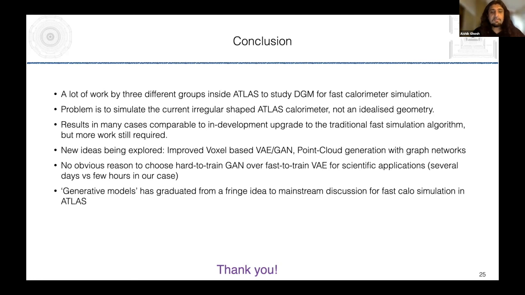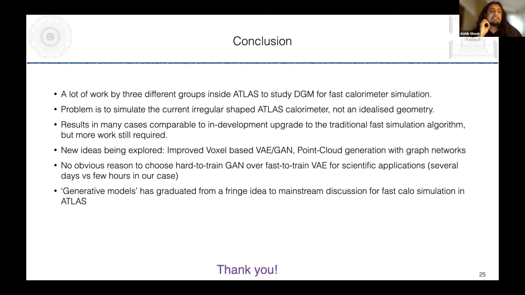We are exploring new ideas of improved voxelization for VAEs and GANs, and point cloud generation with graph networks. And in fact, an interesting point to take home is there's no obvious reason to choose one over the other. GANs are generally hard to train, while variational autoencoders are pretty fast to train, for any scientific applications. GANs seem to be far more popular, but in our studies, we didn't see any reason to pick one over the other.